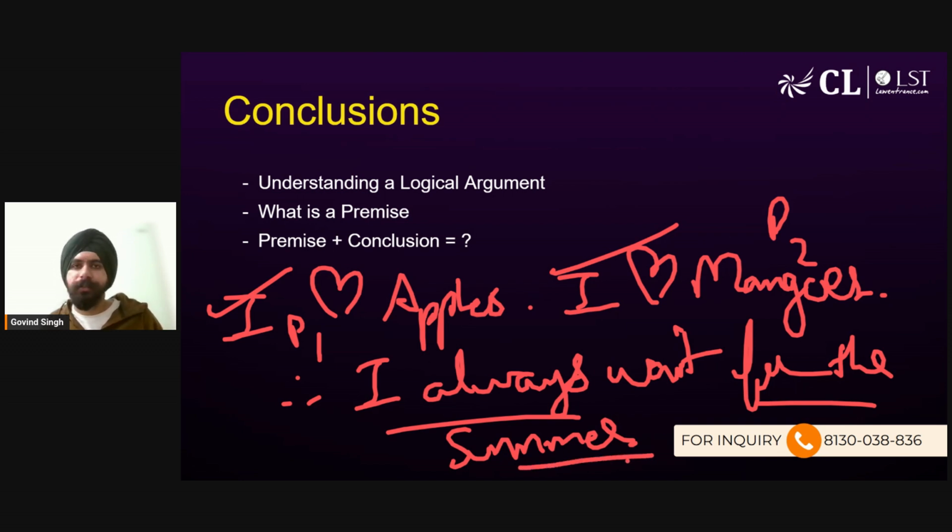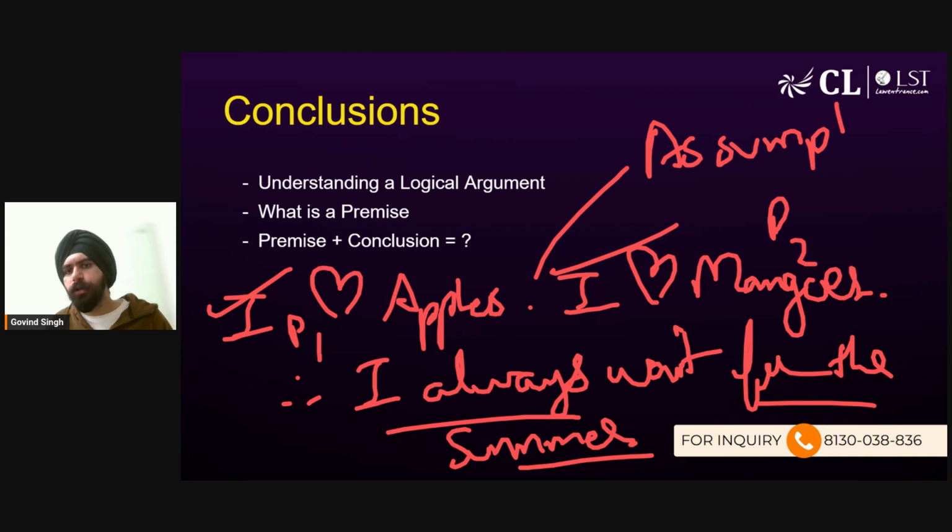Now, you could say that there is an implied logic here. What is an implied logic? That apples and mangoes are probably more available in the summer season or they are of better quality in the summer season, but that is not mentioned anywhere. That is an assumption, which is also the third component of a logical argument.